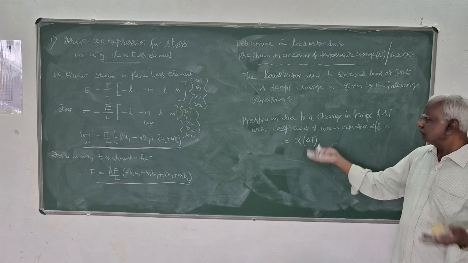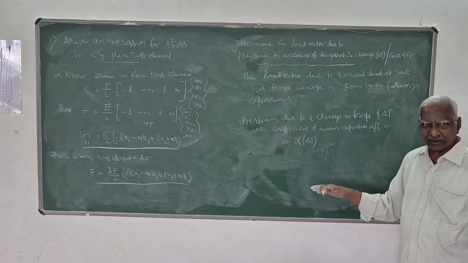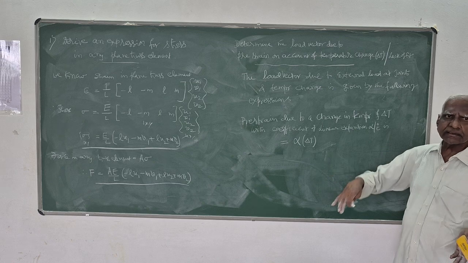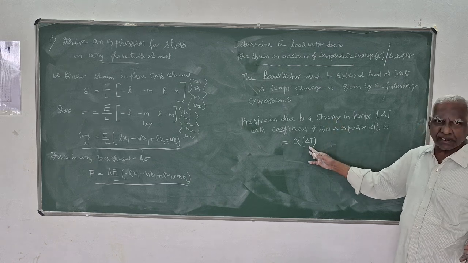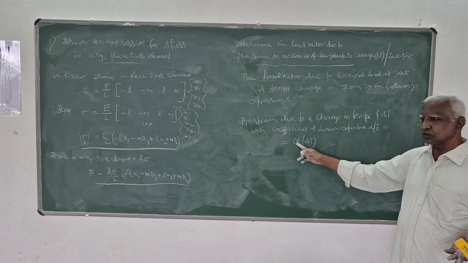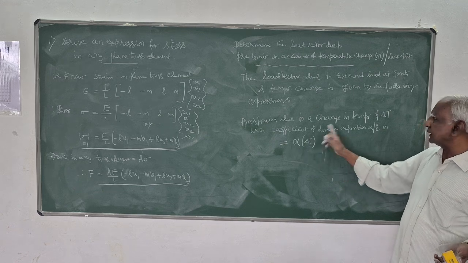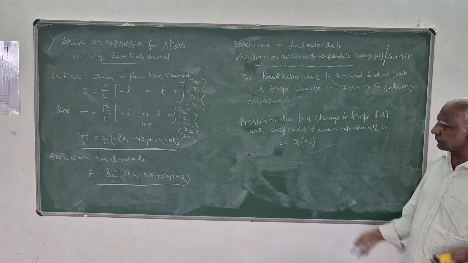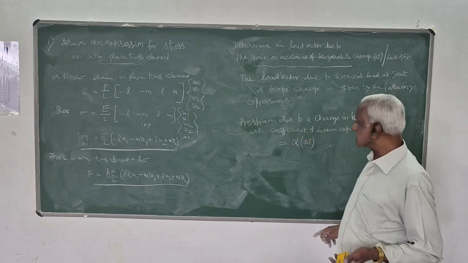Say from some value, whatever maximum temperature is there for which design has been done, say there is a change in temperature, say by 50 degrees. The coefficient of expansion is known. If you multiply that, with the change in temperature, you will get the strain.